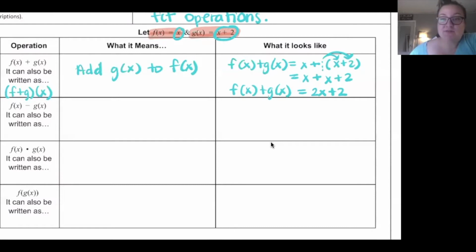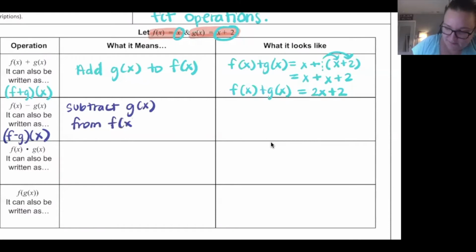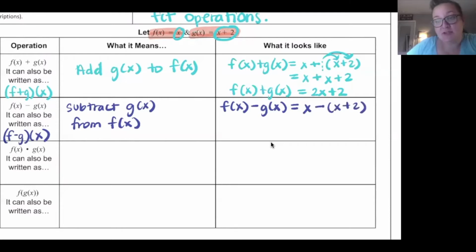Now we're going to explore what subtraction will look like. So if you have f of x minus g of x, you can also write it as f minus g of x. And what that means is you're going to subtract g of x from f of x. So this time we're going to put f of x, which is x, and then we're just going to subtract the x plus 2. And make sure that you put all of g of x into parentheses.